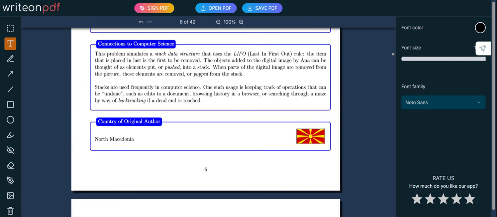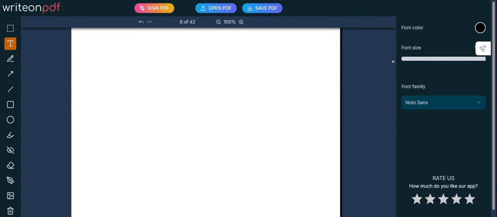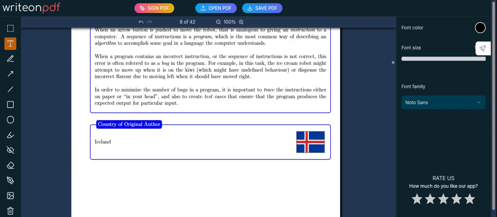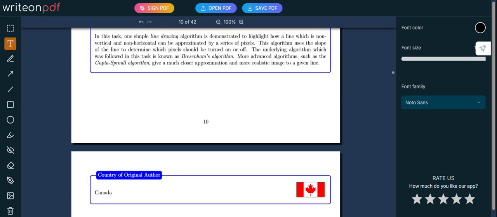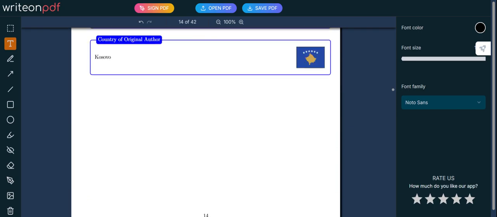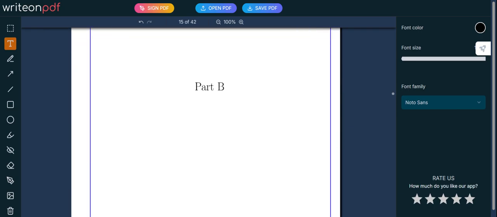We already did all these questions before. Yep, we did the marching garden, part B.